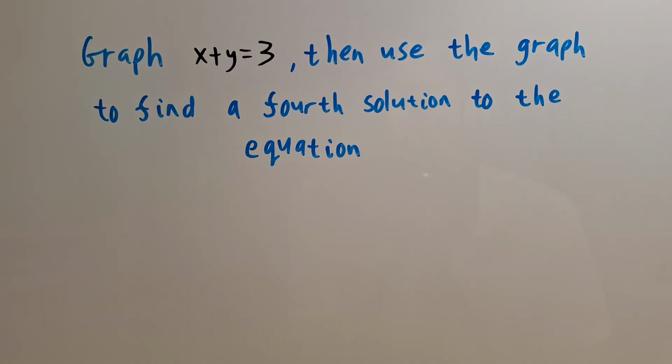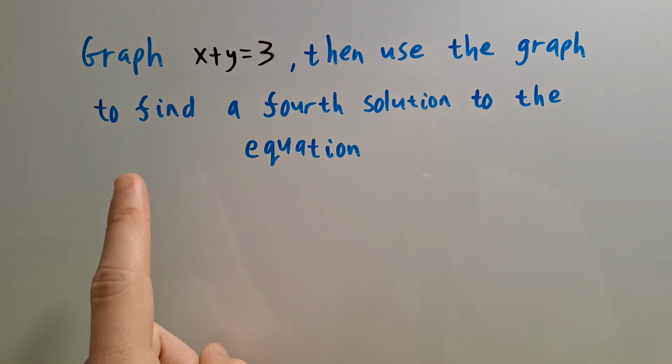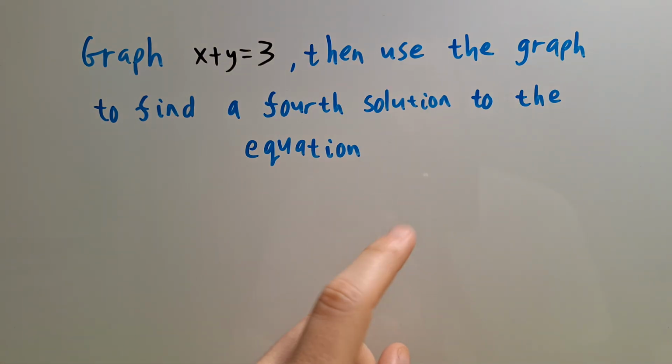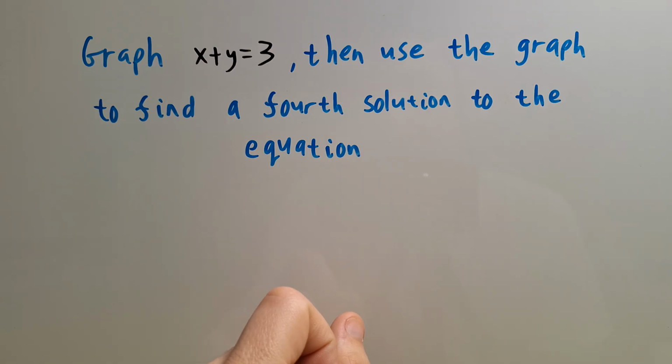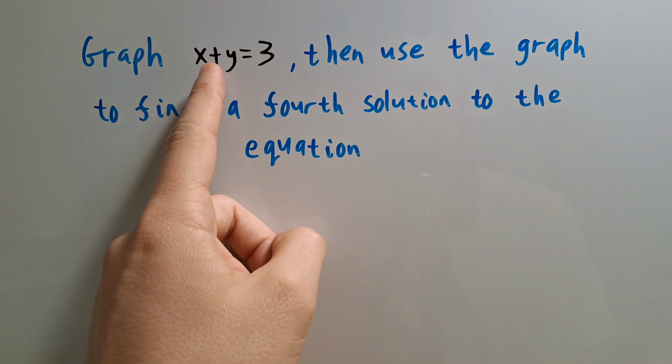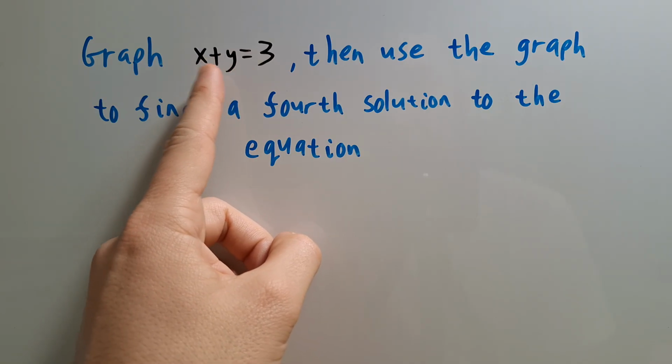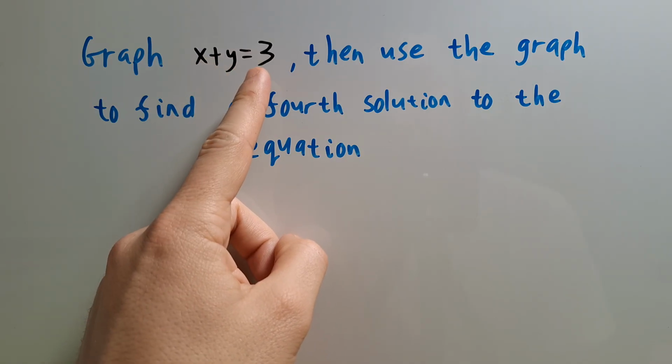Hello everyone, in this video we are going to graph a linear equation. So here it says to graph x plus y equals 3, then use the graph to find a fourth solution to the equation. So here we have a linear equation in two variables labeled x and y. Adding those two variables together gives us a solution of 3.